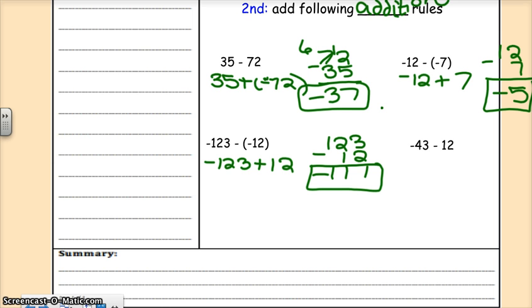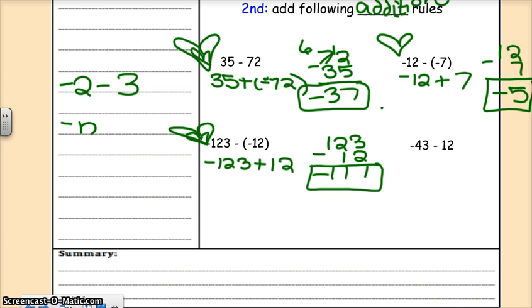This you can't really do in your head. So this one, you do not have to show me your work on one like this. This would be one that I would expect you to show your work on. It's one that you wouldn't really get in your head all naturally. But things like negative 2 minus 3, or negative 12 plus 7, no, you don't need to.